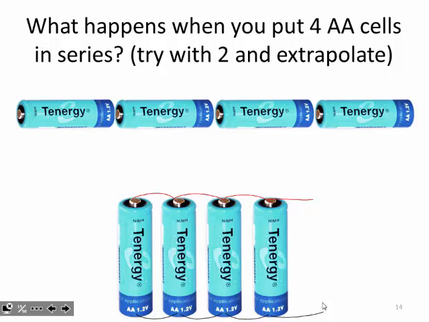Right? If we double the radius, what do we do to the volume? We double the radius, the cross-sectional area quadruples, so our volume quadruples. All right? So the AA should have about quadruple the stored energy of the AAA, roughly.